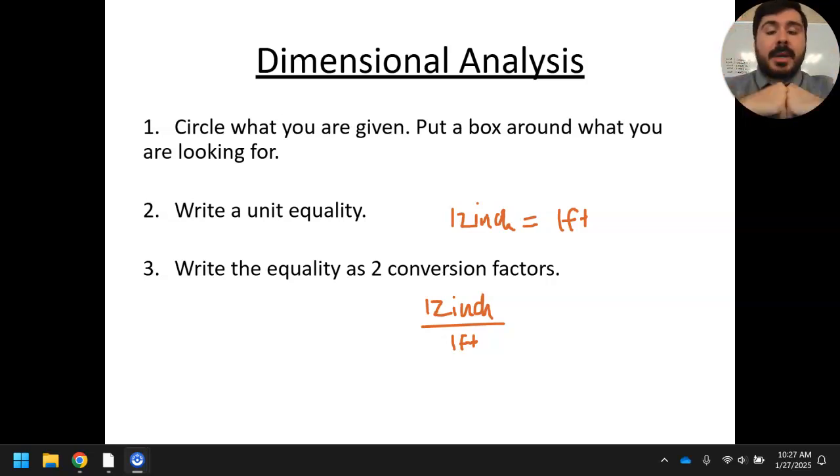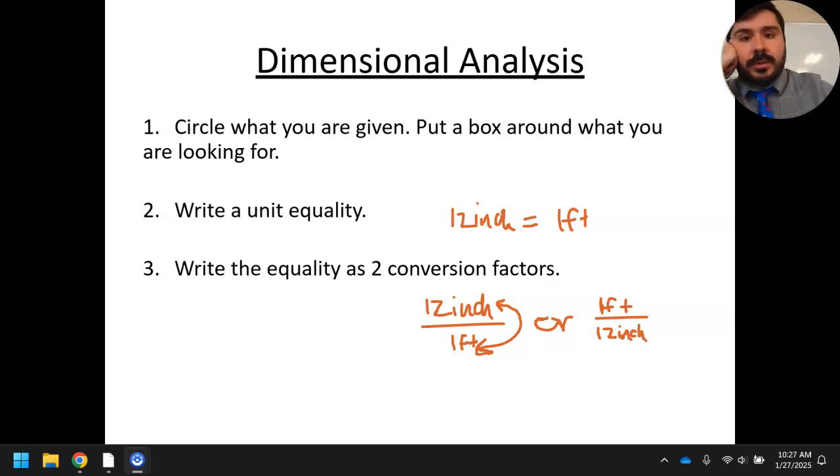Now, how do I get my second conversion factor? Well, you literally just flip them. You have them change places. So whatever's in your numerator here, the 12 inches, should now be in your denominator, and whatever's in your denominator should now be in your numerator. So now instead of having 12 inches in the numerator, we're gonna have 1 foot in the numerator, and instead of having 1 foot in the denominator, we're gonna have 12 inches in the denominator. So now we have our 2 different conversion factors.